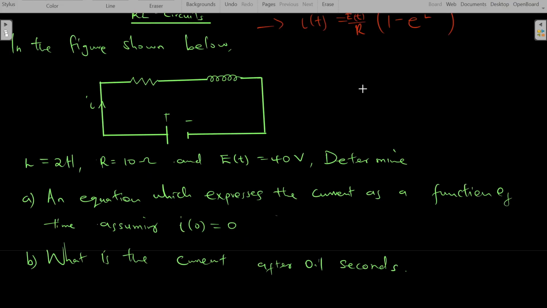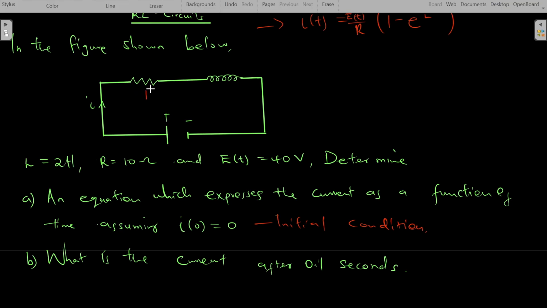For this question, in the figure below, this is L, this is R, and this is E, which gives us 40. Then determine an equation which expresses the current as a function of time, assuming I of t equals 0. So this is our initial condition.